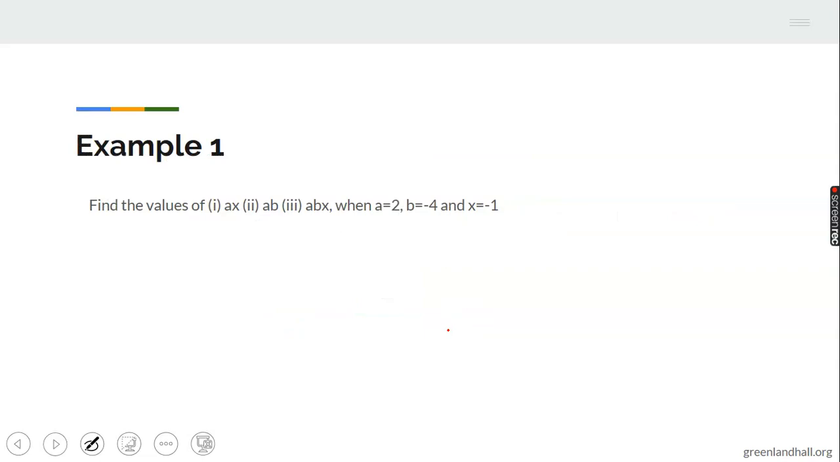Let's look at some examples to illustrate what I've been saying under substitution. We have to find the values of 1, ax, 2, ab, 3, abx, when a equals 2, b equals minus 4, and x equals minus 1. I repeat, we want to find the values of ax, ab, abx when a equals 2, b equals minus 4, and x equals minus 1. How do we do this? This is what we call the substitution of algebraic terms.